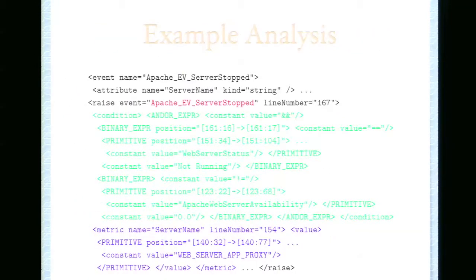And what they wanted was a result that would look something like this. This is what we extracted. This is a dump of what we extracted from that particular program. So for example, this is going to send an event, server stopped. When? It's going to basically get this primitive, web server availability. We're going to read that, and then we are going to check whether or not it's equal to not running. And if so, that's the condition under which we'll raise the event.